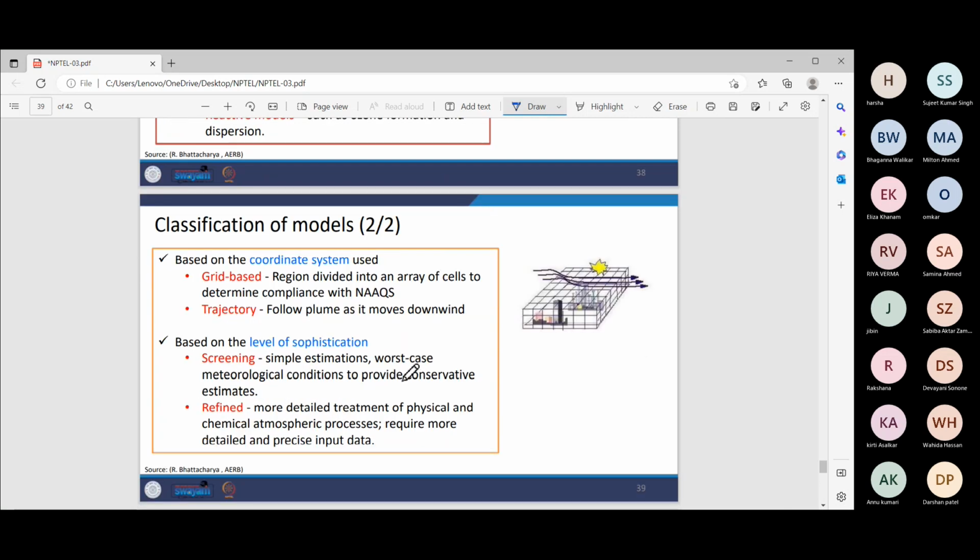And based on the level of sophistication, there is a screening model where simple estimations are made with worst-case meteorological conditions to provide conservative estimates. The next one is refined models. Here, there is a more detailed treatment of physical and chemical processes, and this requires more detailed and precise input data.